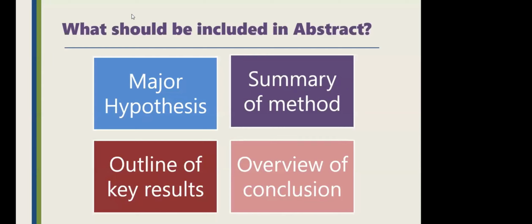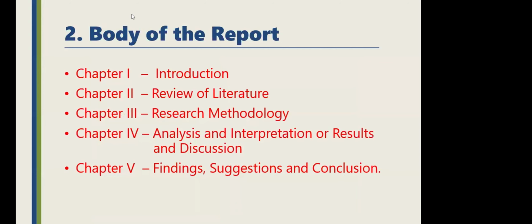Then comes the overview of the conclusion. You have to summarize the main conclusion and the implications derived from your result. So these are the main things which have to be included in the abstract: the major hypothesis, the summary of the method, the outline of the key results, and the overview of the conclusion. The abstract must have these four contents.